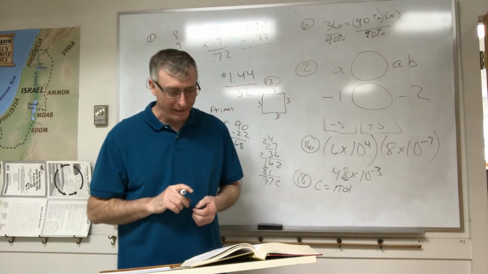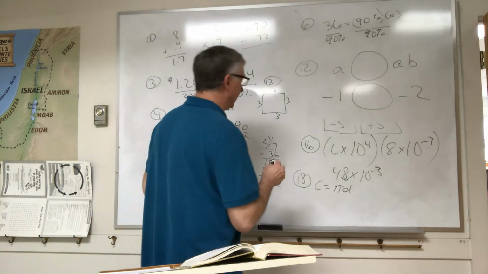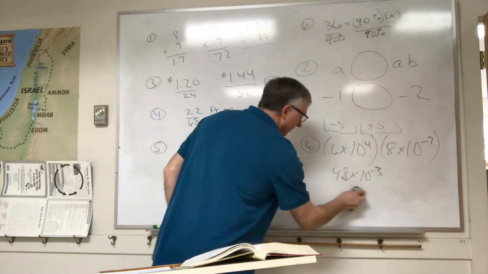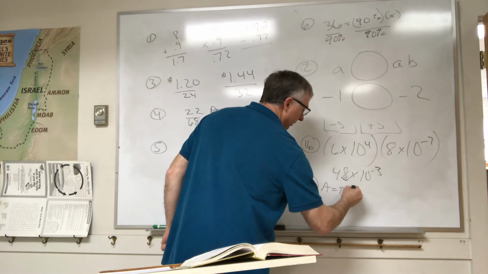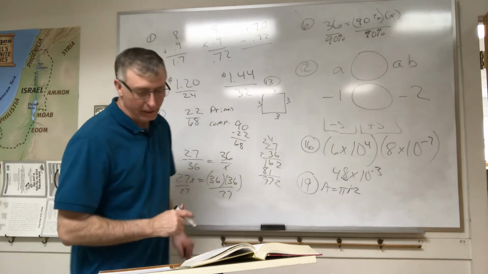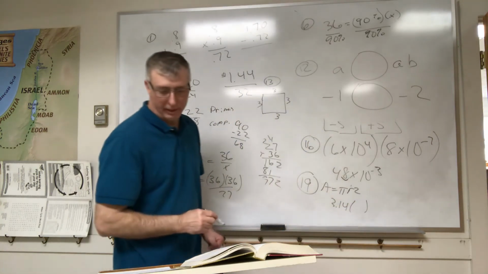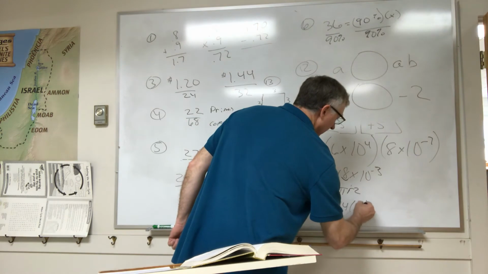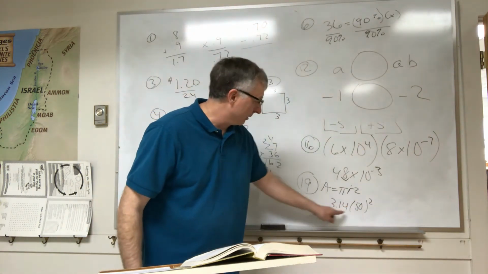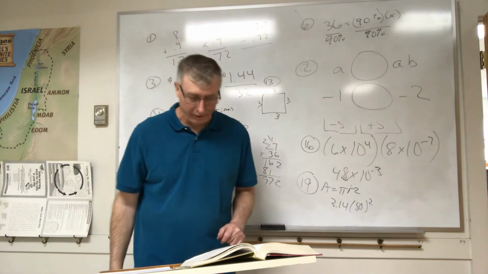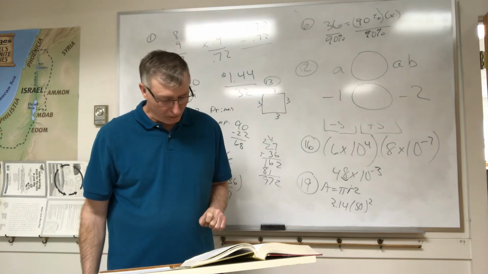Let's go into number 19, area of a circle, number 19. And so area is equal to pi r squared, and use 3.14, and my radius is 50 squared, right? So take 50 times 50 times 3.14 to get your area. Let's go on to number 23.